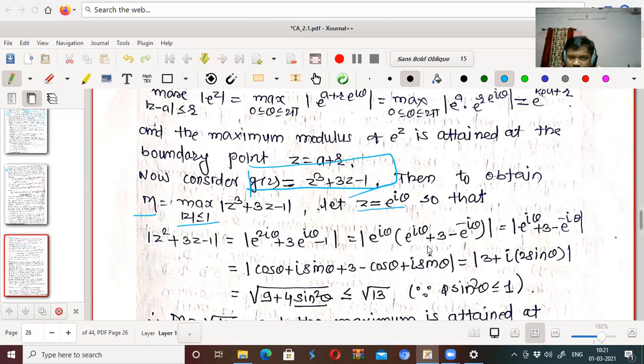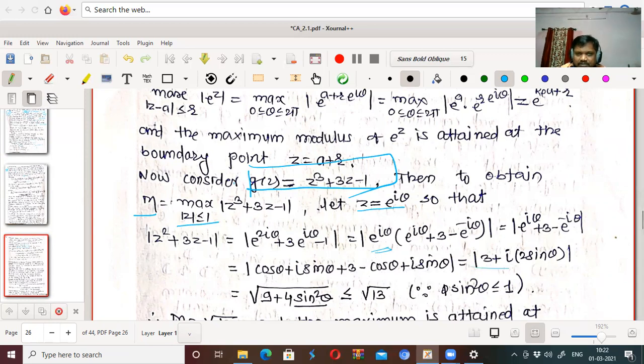The modulus of e to the power i theta is 1 again. So we only get mod of e to the power i theta plus 3 minus e to the power minus i theta. Now e to the power i theta is cos theta plus i sin theta, plus 3 minus cos theta plus i sin theta, since minus minus becomes plus i sin theta. Cos theta minus cos theta is 0, i sin theta plus i sin theta is 2i sin theta. So we get 3 plus i into 2 sin theta.